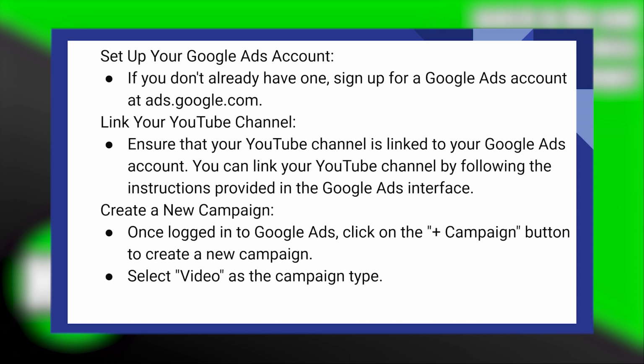Ensure that your YouTube channel is linked to your Google Ads account. You can link your YouTube channel by following the instructions provided in the Google Ads interface.